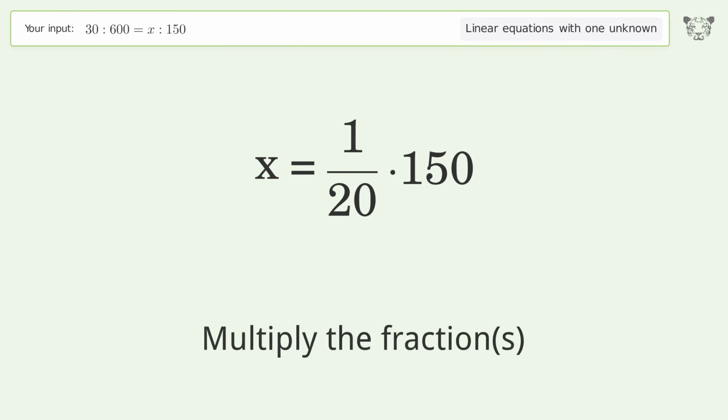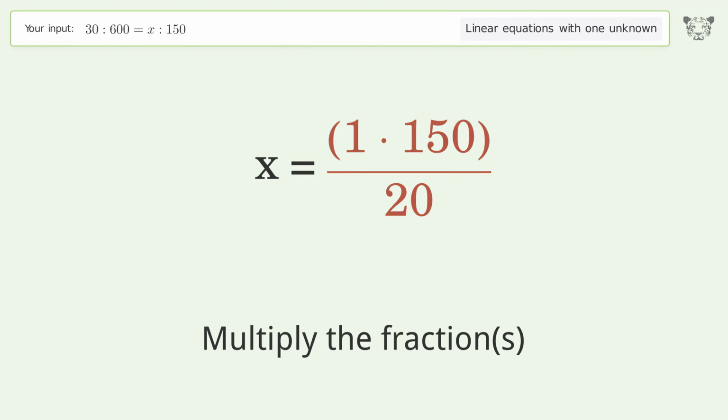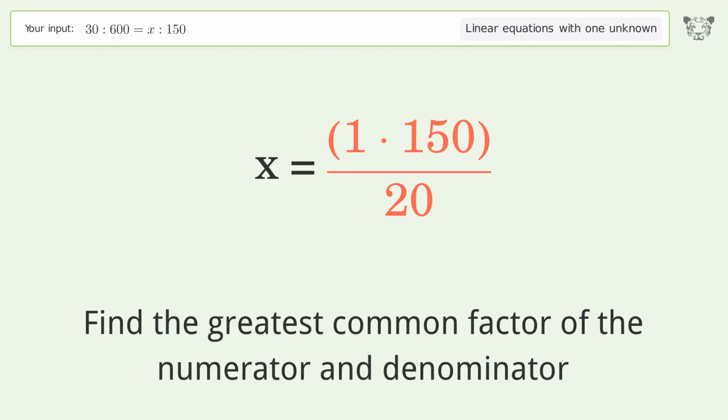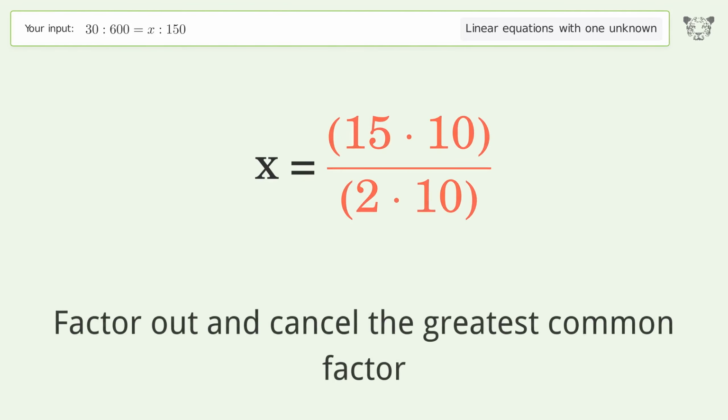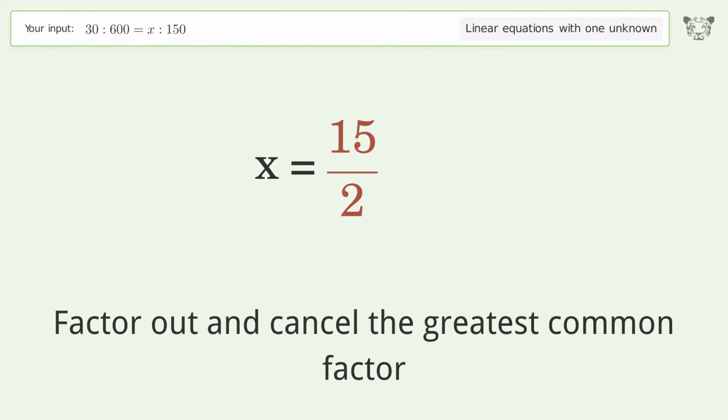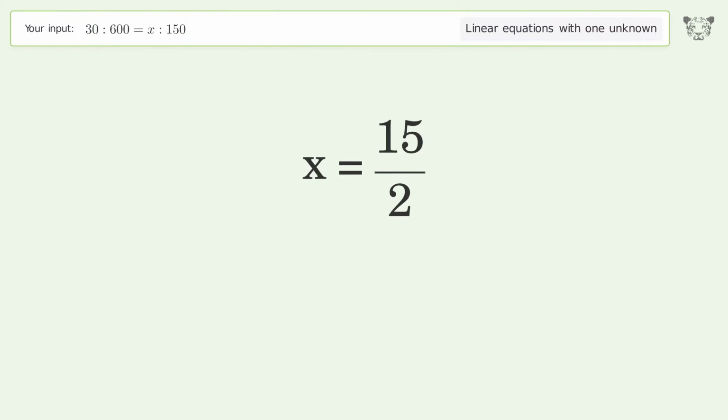Multiply the fractions. Find the greatest common factor of the numerator and denominator. Factor out and cancel the greatest common factor. And so the final result is x equals 15 over 2.